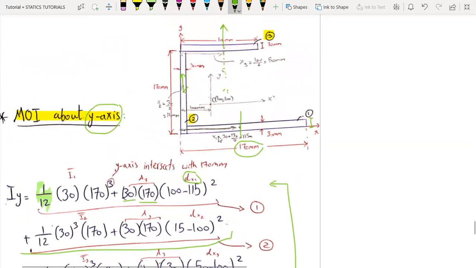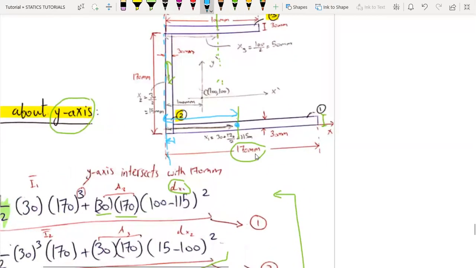The distance x1 here is the centroid for segment number 1, correct? So the centroid is located, here is our reference, the y-axis, the datum. So here x1 will have a distance of what? 30 millimeters. Here it is 30 millimeters, plus 170 over 2. So it is 115 millimeters.